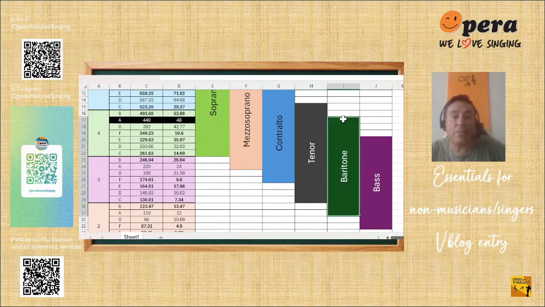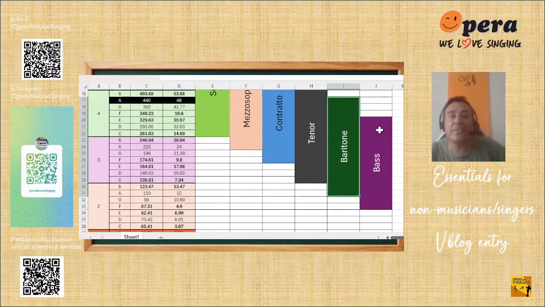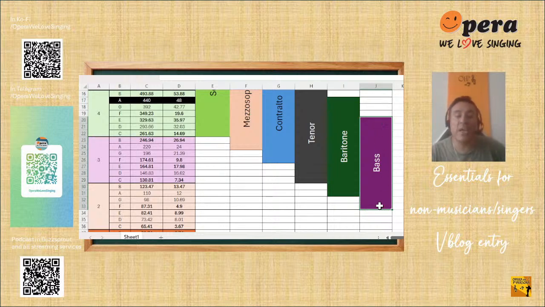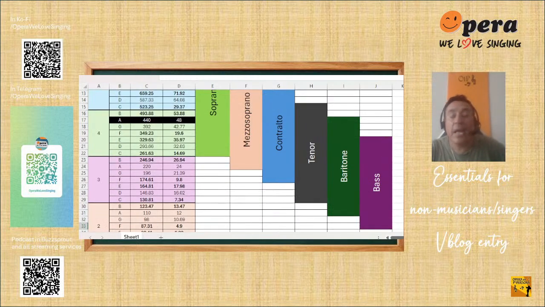This is the typical range for a baritone. More often than not, they are required to reach the A4, which is a little high for them sometimes. And this is the range for the bass. They are expected to reach their top note, an E4, and their lowest note would be around the F2. Also notice this, and this is going to be very important, and with this we are about to wrap up.